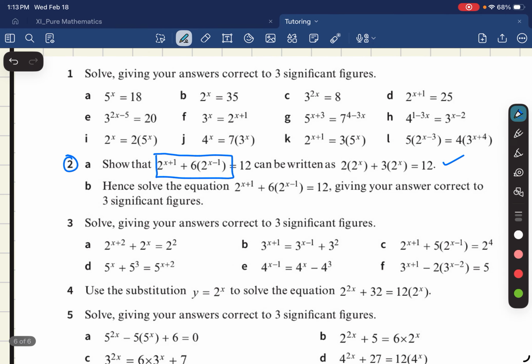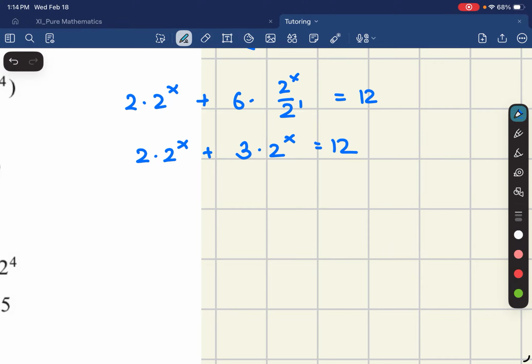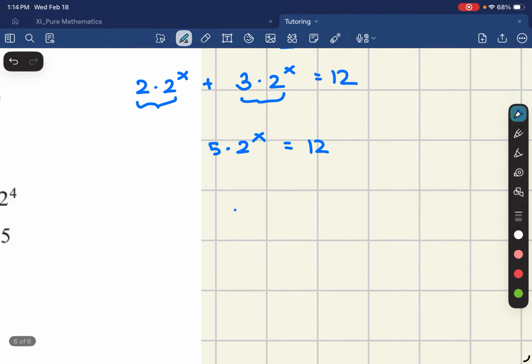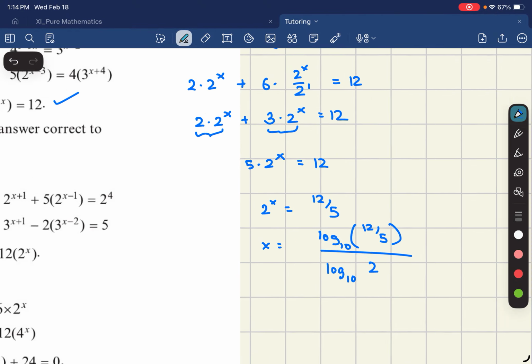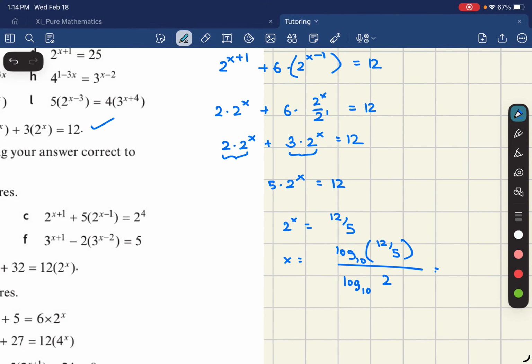So solve this equation giving your answers to 3 significant figures. Well, what does this tell me? If I consider 2 to the power x as an apple, I have 2 apples and 3 apples, so I can add them together. It's going to be 5 times 2 to the power x, right? 2 of something plus 3 of that thing is going to be 5 of that thing. It's going to be 12. 2 to the power x is 12 over 5, and x is going to be log of 12 over 5, and I'm doing this quickly here because we have done this many times now, divided by log base 10 of 2. And to 3 significant figures, you just want to put it in your calculator.